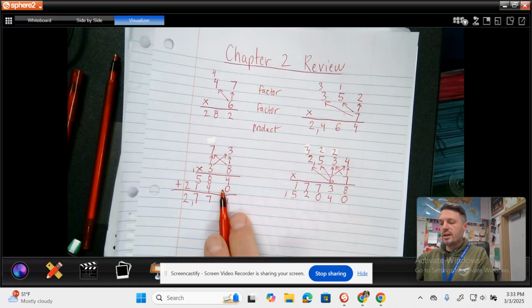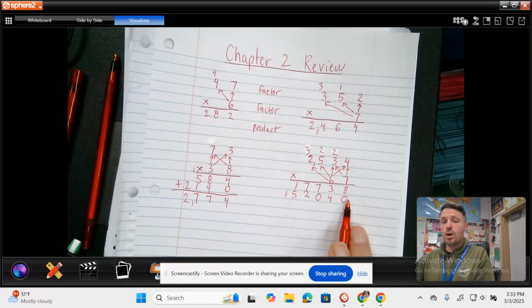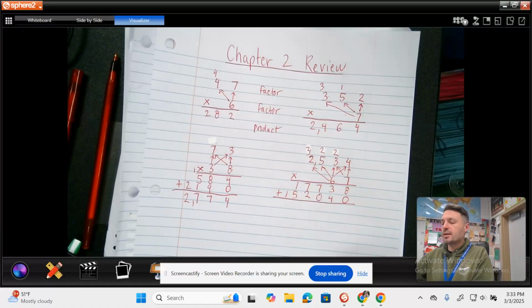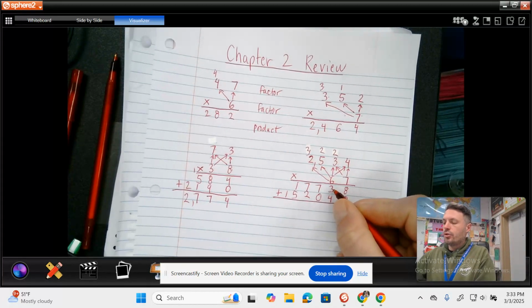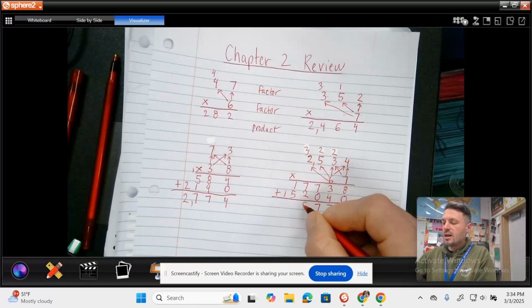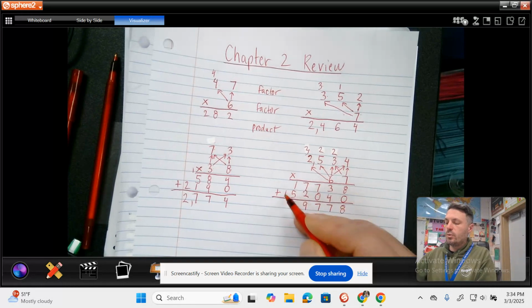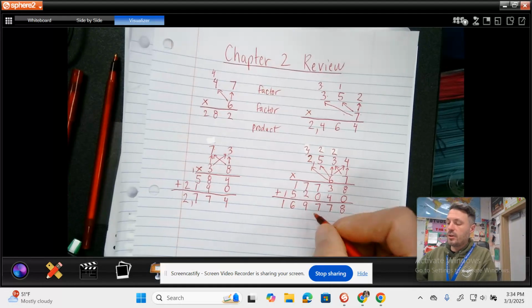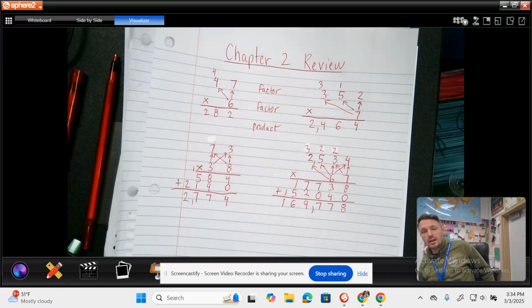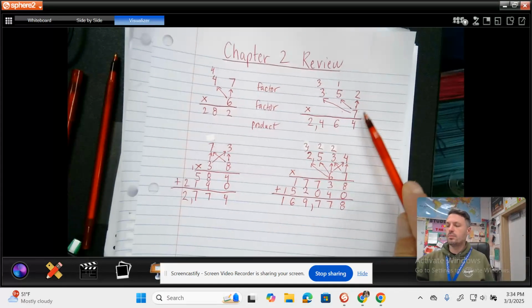And now, just like we did here, we have two answers. They're partial products, and we add those two partial products together to get our full product. 8 plus 0 is 8. 3 plus 4 is 7. 7 plus 0 is 7. 7 plus 2 is 9. 1 plus 5 is 6. And 1 plus nothing is 1. Ones place, tens place, hundreds place, comma. So the answer is 169,778.